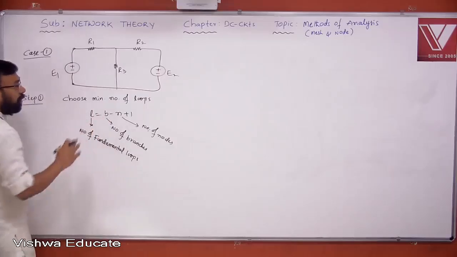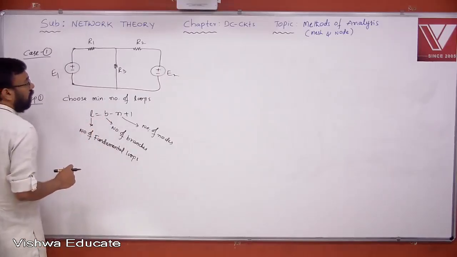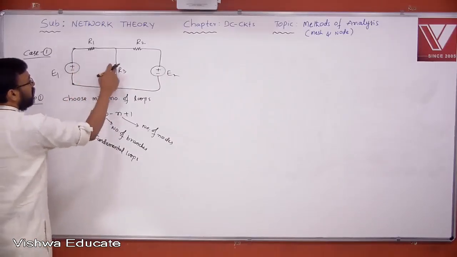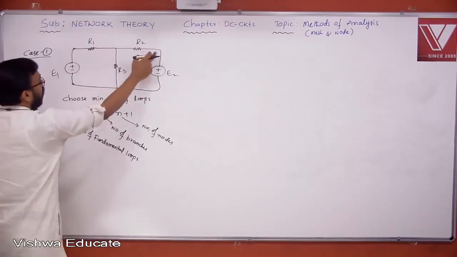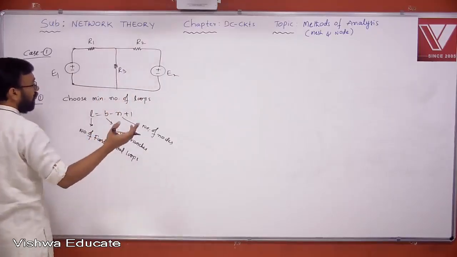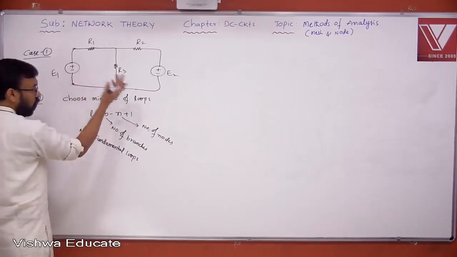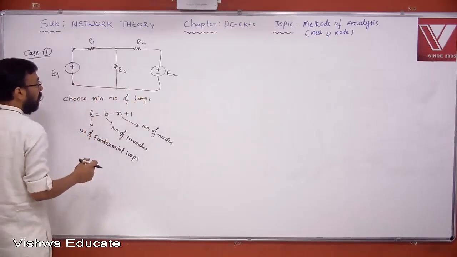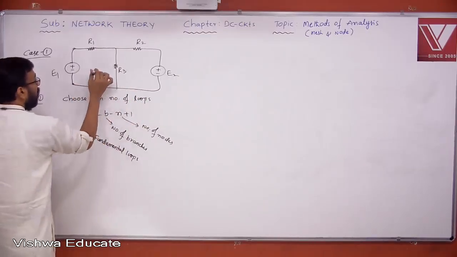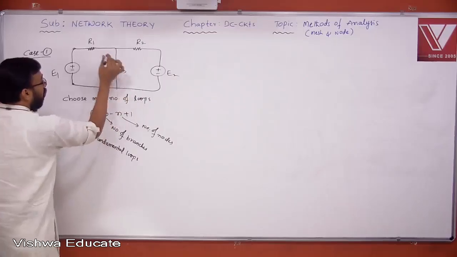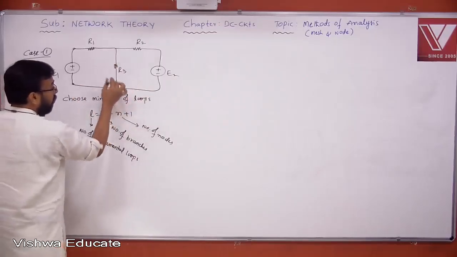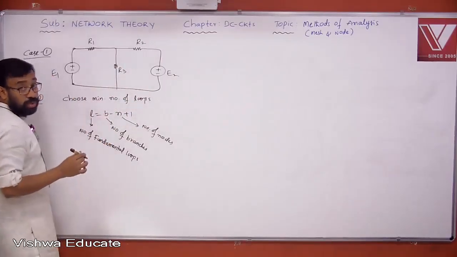So choose the minimum number of loops. How many loops are there? You can see number of branches 5, nodes 1, 2, 3, 4. So 5 minus 4 plus 1. Then you get two loops. But you don't need to count like that. You can see how many closed paths are looking. Okay. That's it. 2 you can choose directly.